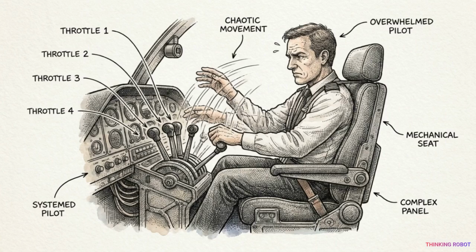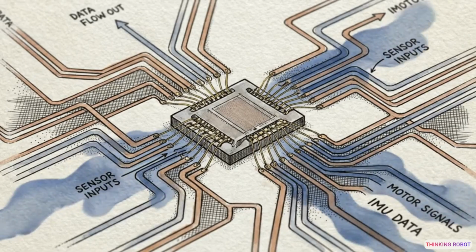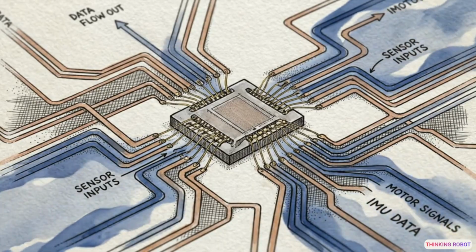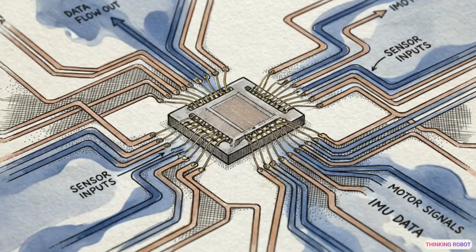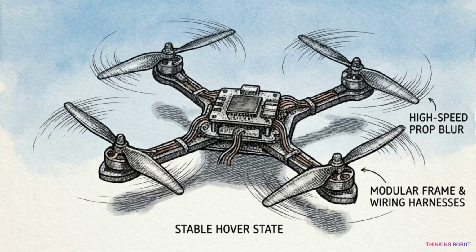A human pilot manually adjusting 4 separate throttles simply cannot process the physics fast enough to keep the machine upright. Because human reflexes are too slow, a drone relies entirely on a continuous, high-speed conversation between its digital brain and its physical motors to avoid falling out of the sky.